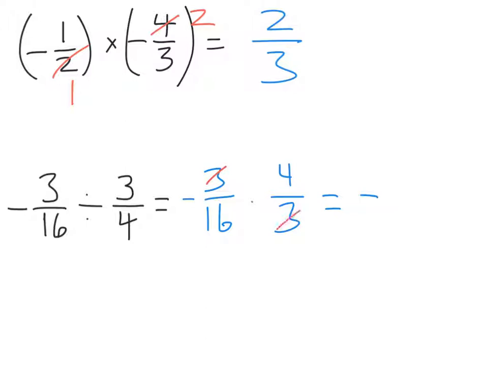This 3 and this 3 cancel out completely to leave us with 1s. And the 4 and 16 have a 4 in common, so if we cancel out a 4 here, we get a 1. Cancel out a 4 here, we get a 4. So on top, we just have 1 times 1, which is 1. And on bottom, we have 4 times 1, which is 4. So we get a negative 1/4.